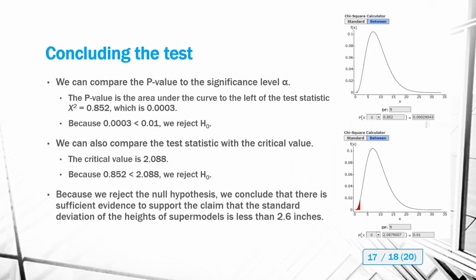Because either way we reject the null hypothesis, we can conclude there is sufficient evidence to support the claim that the standard deviation of the heights of supermodels is less than 2.6 inches. No surprise there. As we were mentioning before, supermodels fit a certain profile, so it's not a surprise that they don't have as much variation as women in the general population.